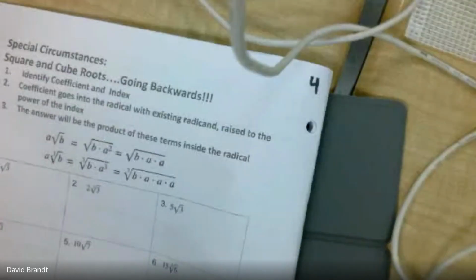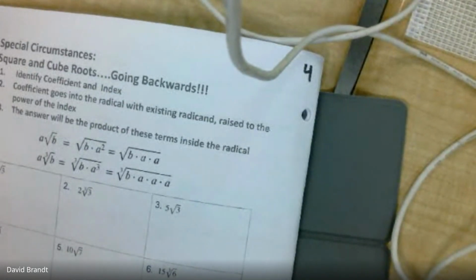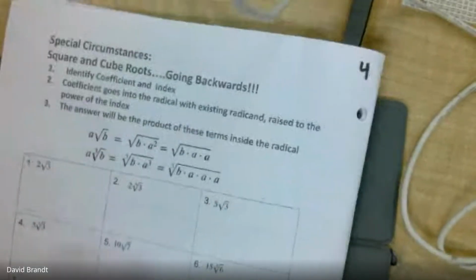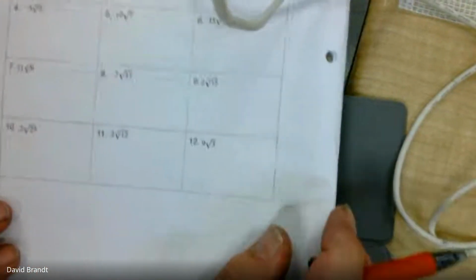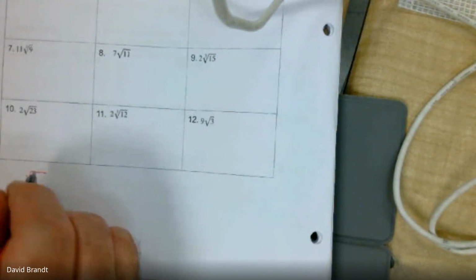All right, so this is square roots in reverse. In other words, what did this look like before you simplified it? Now, let's just review real quick. Let's do a review problem here at the bottom. How do you simplify or break up the square root of 24?